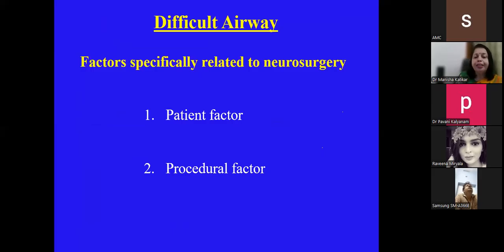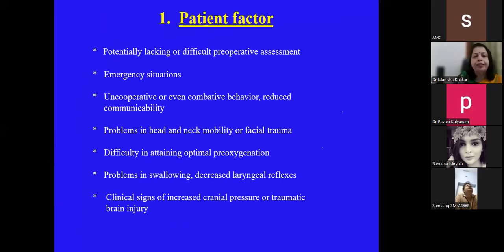There can be patient factors or procedural factors. So what are the patient factors? It is very difficult to assess these patients, especially in an emergency situation. You may get an uncooperative, irritable patient. It is difficult to communicate with them. They may not be able to open the mouth for Mallampati assessment. They may not be able to sit at eye level. They may not be able to protrude their tongue. They may not be able to do the upper lip bite test. There may be difficulty in head and neck mobility.